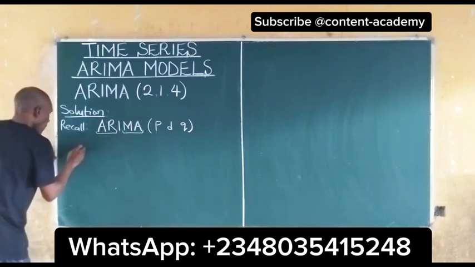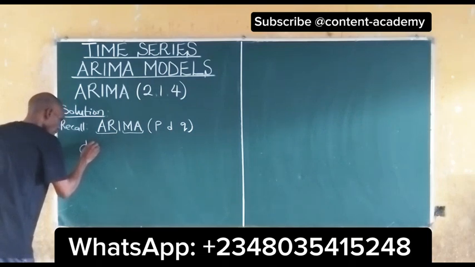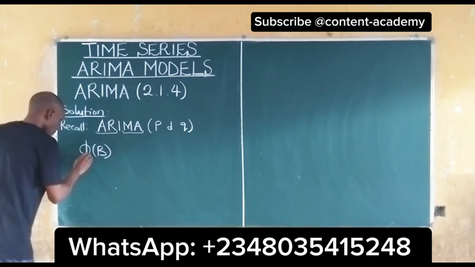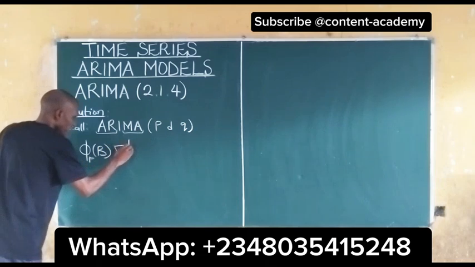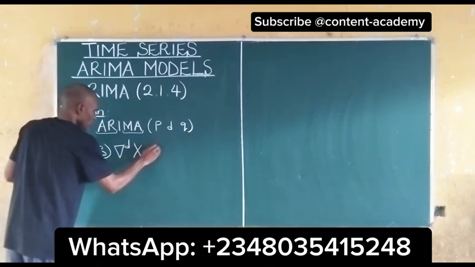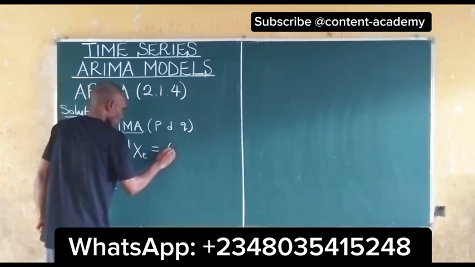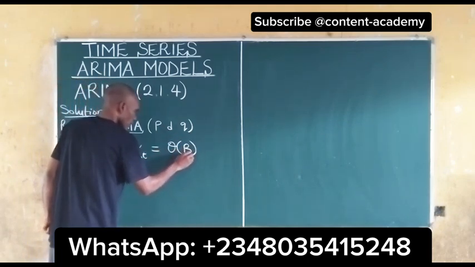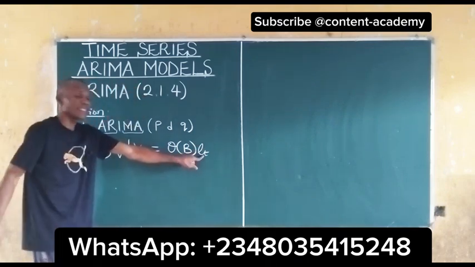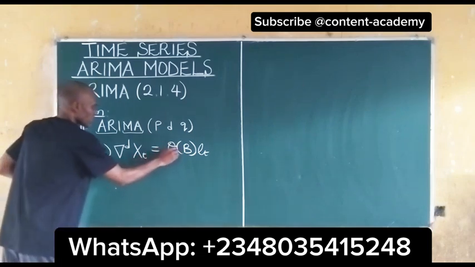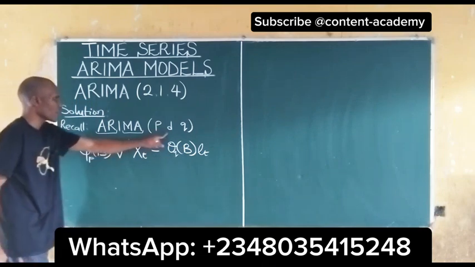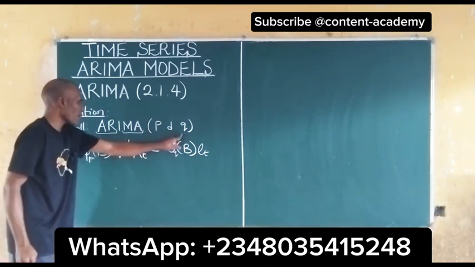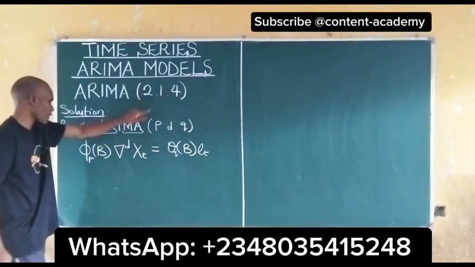Then our model can be written as phi(B) of order p, our differencing, X_t is equal to theta(B) e_t, where e_t is the white noise process, and this is of order q. So when comparing, this is of order p, this is our differencing, this is our q. We can compare it with what we have here.